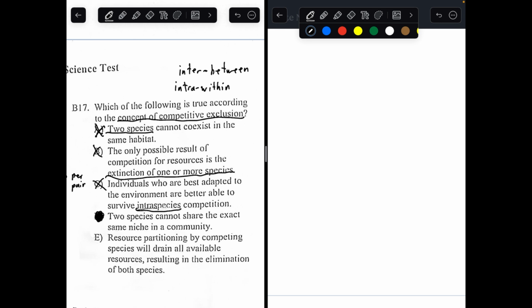And letter E, resource partitioning by competing species will drain all available resources, resulting in the elimination of both species. This is incorrect because one species will dominate and drive out the others, so all the resources will go to the dominating species. So they will not all be drained. So the correct answer to number 17 is going to be D.